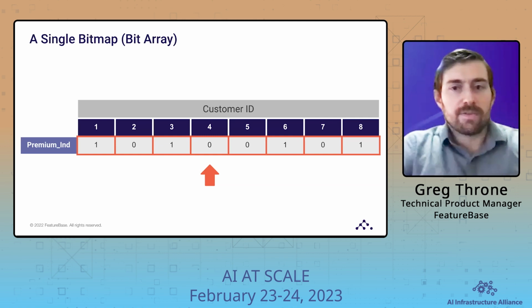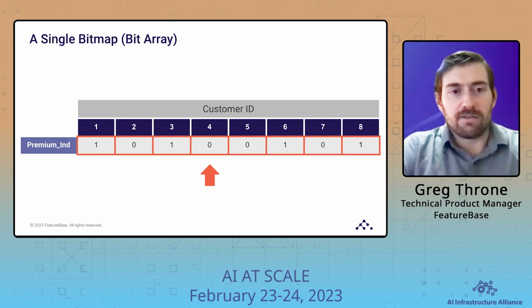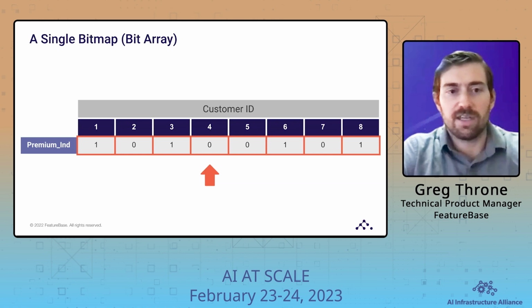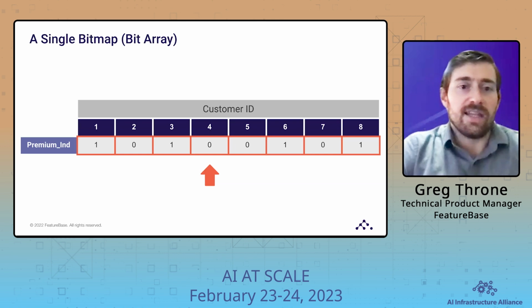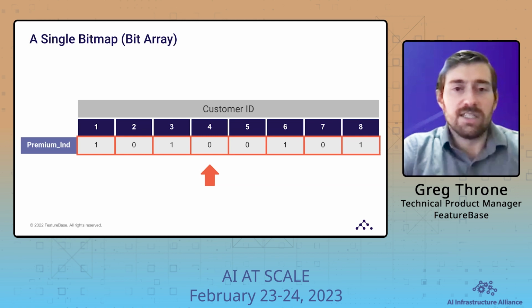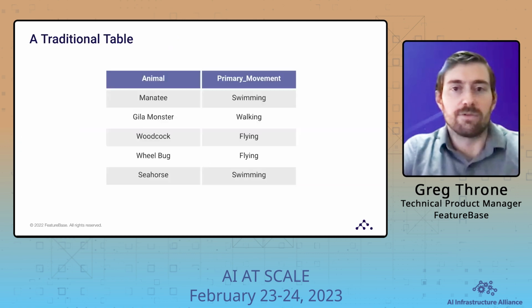So why bitmaps? Well, essentially, they're just arrays of ones and zeros, which is machine code and can be read in by CPUs much more efficiently than other data types. And they offer a large reduction in disk and a bunch of other efficiencies that I'll go into in a second. So I want to start with an example.